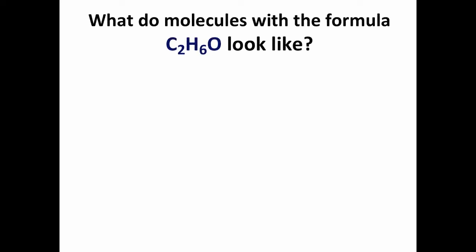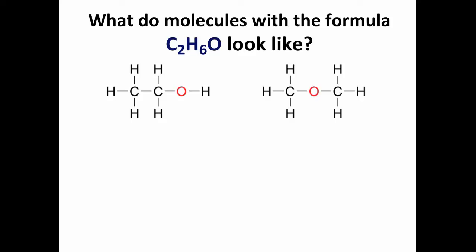Now, one other thing worth noting is, what would you do if you were given the question, what do molecules with the formula C2H6O look like? Well, you know they're going to have 2 carbon atoms, 6 hydrogen atoms, and an oxygen atom. And if you were told that carbon always makes 4 bonds, hydrogen always makes 1 bond, and oxygen always makes 2 bonds, you would probably end up putting these atoms together and coming up with something like that. However, you might have come up with something like that.